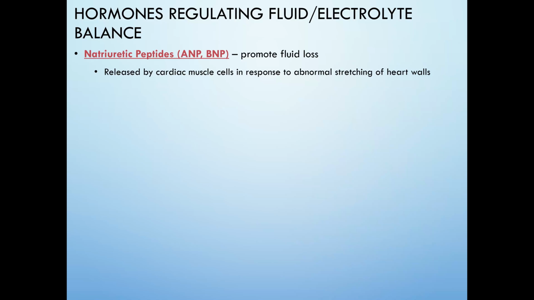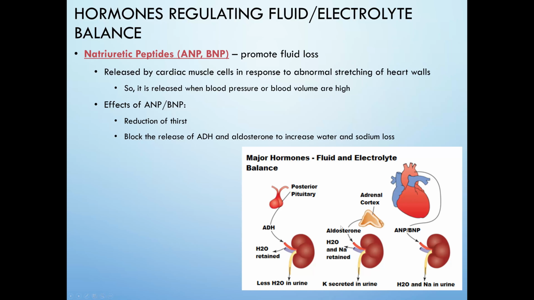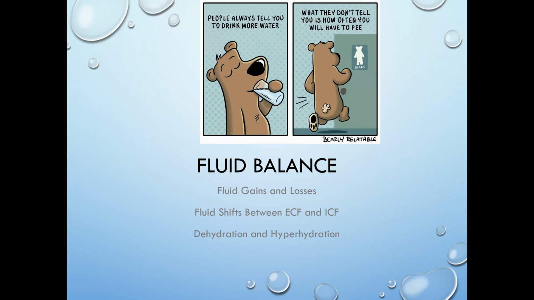So again, as a review, and here's an image, the major hormones in the fluid and electrolyte balance are going to be ADH, which helps you retain water, so less water is lost in the urine. Aldosterone, which helps you retain water and sodium, and so more potassium gets lost in the urine. And then the natriuretic peptides, which help you to lose water and sodium in the urine. So this one does the opposite of these two. Now we're going to talk a little bit just about fluid balance, and we're going to talk about fluid gains and losses and fluid shifts between the ECF and ICF, as well as dehydration and hyperhydration.